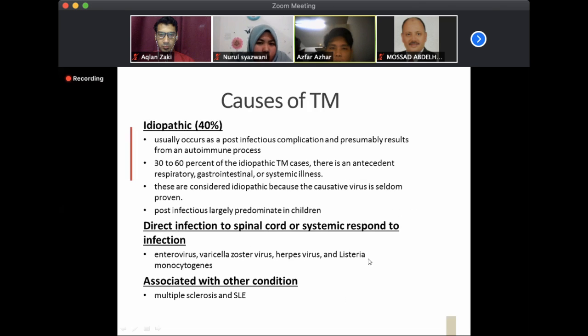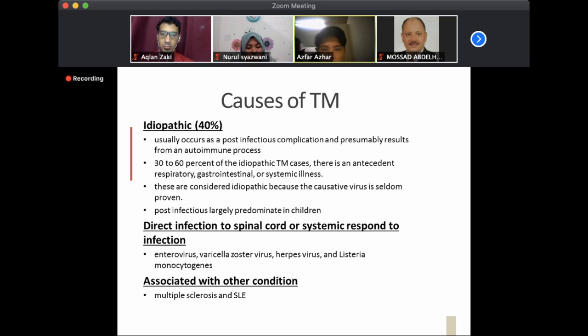Okay, so the causes of transverse myelitis. 40% of it is idiopathic. It usually occurs as a post-infectious complication and presumably results from an autoimmune process. 30 to 60% of idiopathic transverse myelitis cases have an antecedent respiratory, GI, or systemic illness. These are considered idiopathic because the causative virus is seldom proven. Okay, so post-infectious is likely predominant in children.